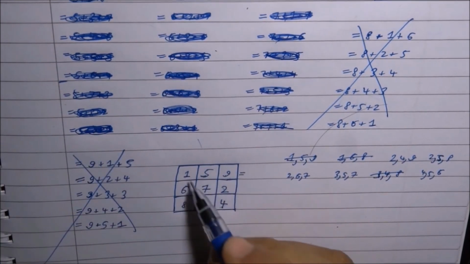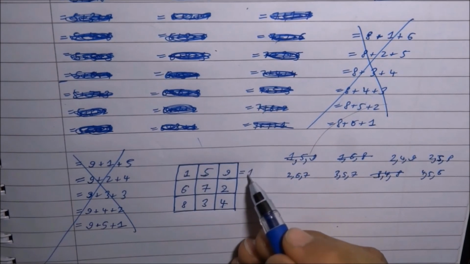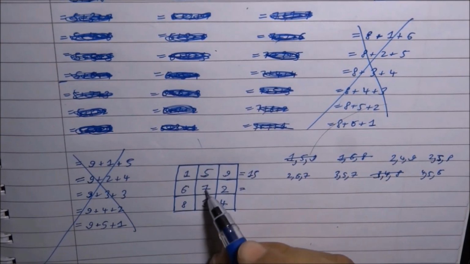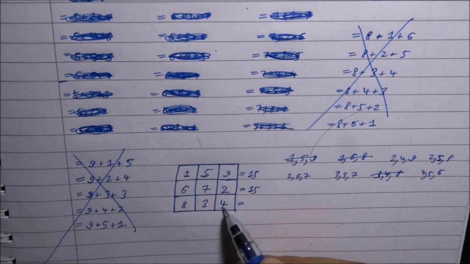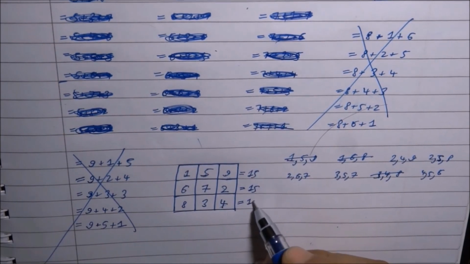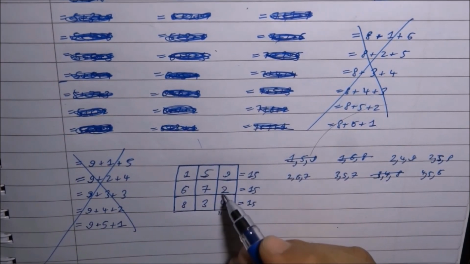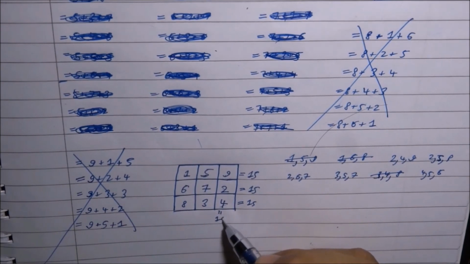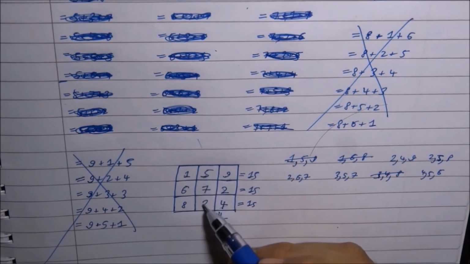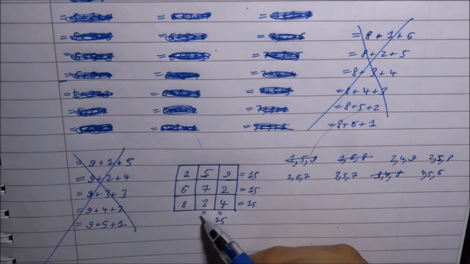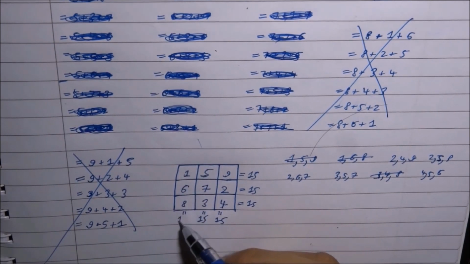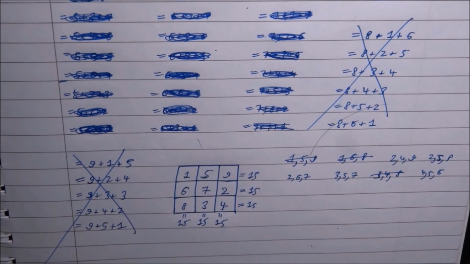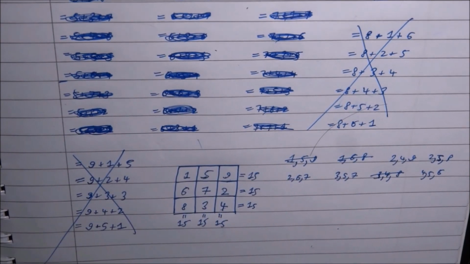So 1 plus 5 plus 9 is equal to 1 plus 5, 6, 6 plus 9, 15. 7 plus 2, 9, 9 plus 6, 15. 8 plus 4, 12, 12 plus 3, 15. 9 plus 2, 11, 11 plus 4, 15. 7 plus 3, 10, 10 plus 5, 15. 8 plus 1, 9, 9 plus 6, 15. And there you have it.